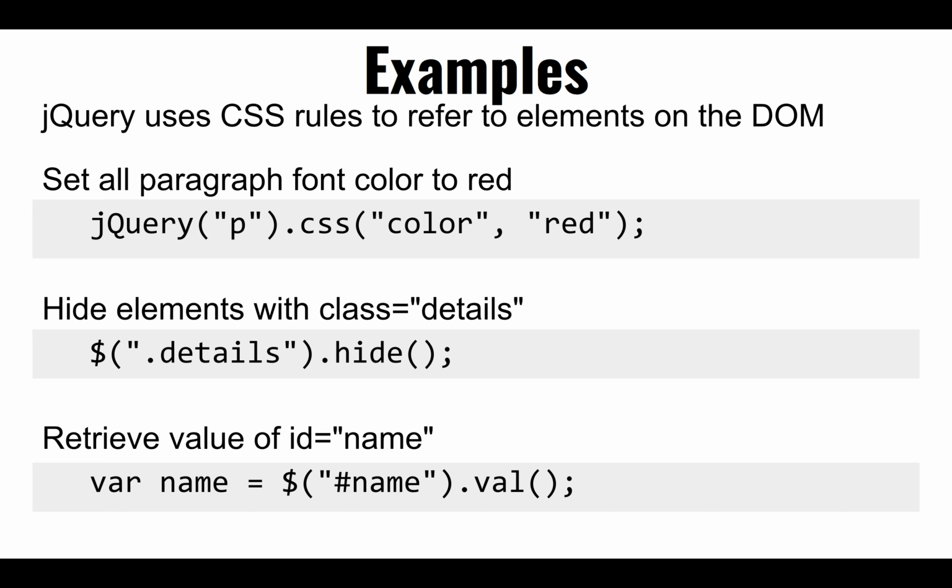Here's another one. Grab me an element that has an ID called name, and this is .val. So apparently this might be an input field, and I want to grab whatever the user has typed in that input field, and store it in a local variable here, name.